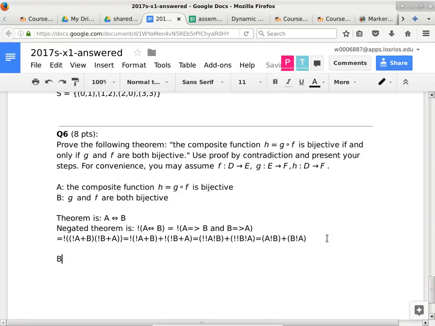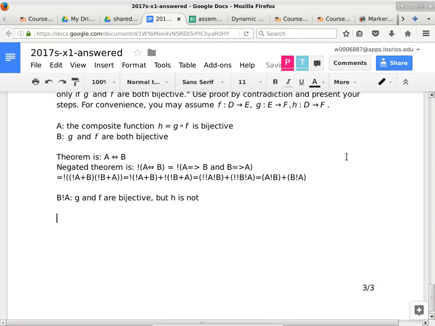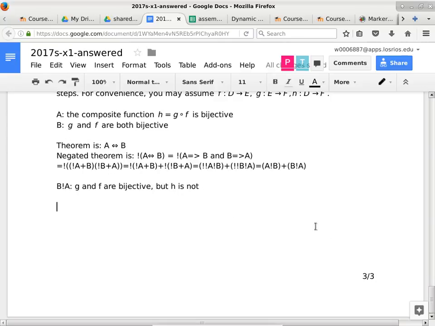So we want to prove B not A. B not A is basically saying G and F are bijective, but H is not. So how do we prove that? See, that line is really useful. I remember when to scroll up now. Okay, so how do we do this? How do we show that we have the component functions being bijective, but the composite is not bijective? What is that really saying?